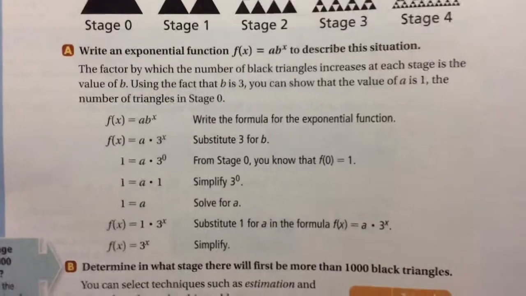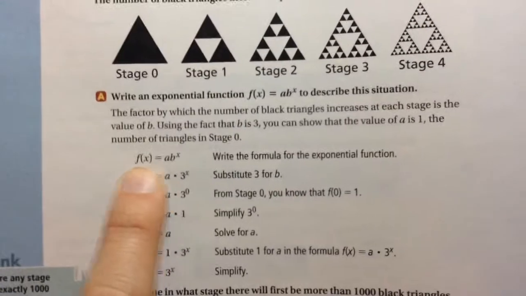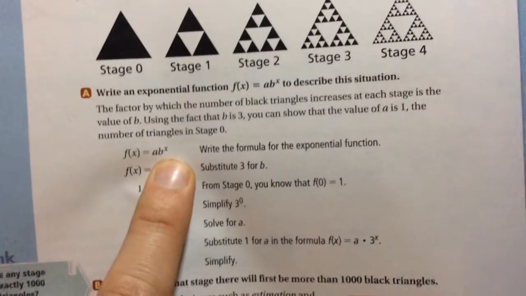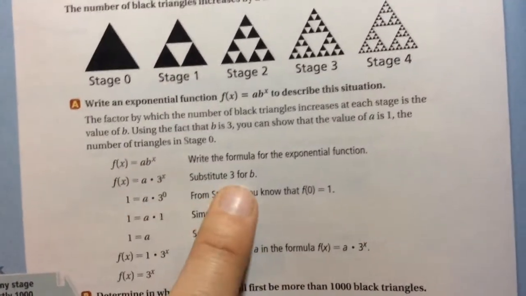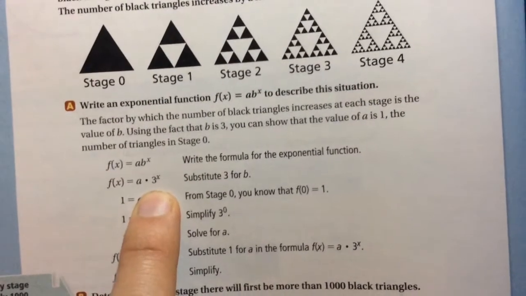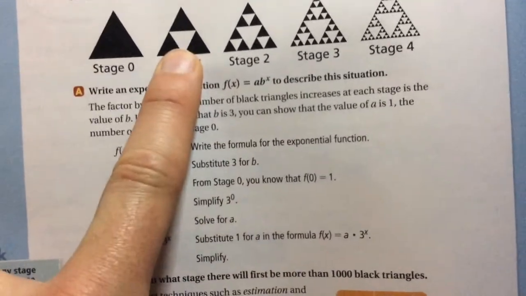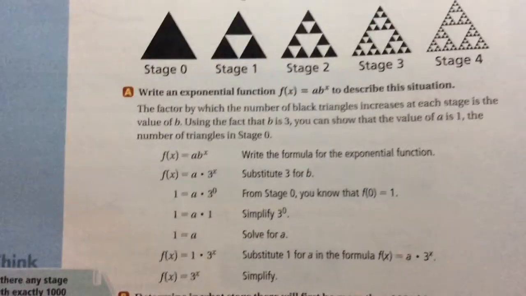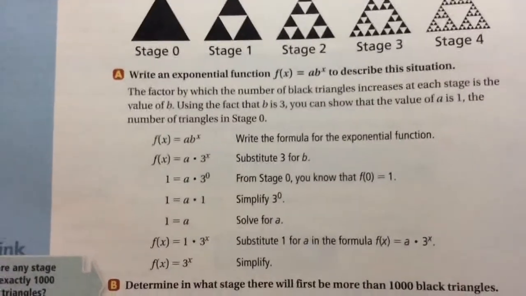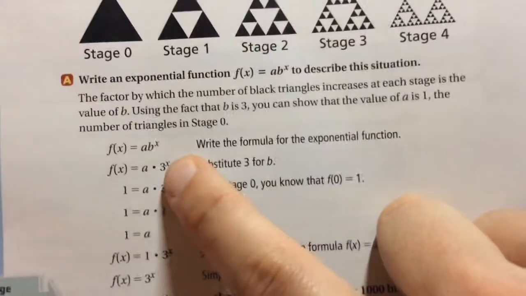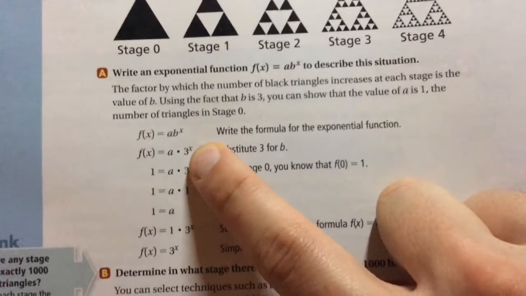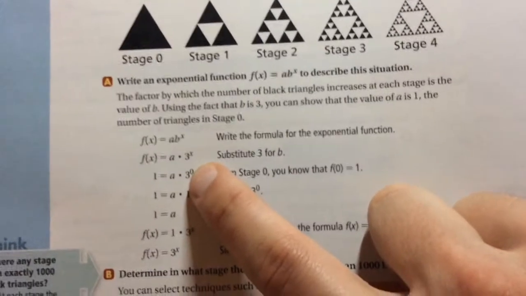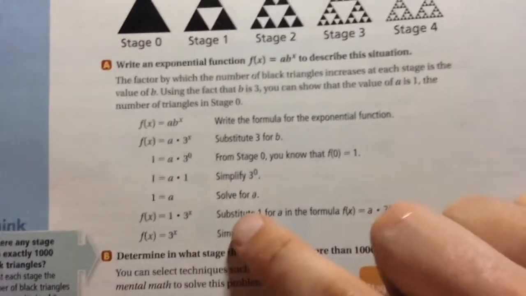So if we keep going down, we've got the formula f of x, which means y, equals a times b to the x power. Okay, so we're going to substitute in 3 for b. The reason we're substituting in 3 for b is because right here, when we put in 1 triangle, it gave us 3. So that's where we're getting that answer from. We change the original base in the formula to 3. Then depending on what stage we want to put in, that's going to determine the value of our exponent. So for stage 2, we'd put 3 to the second power, stage 3, and so on.